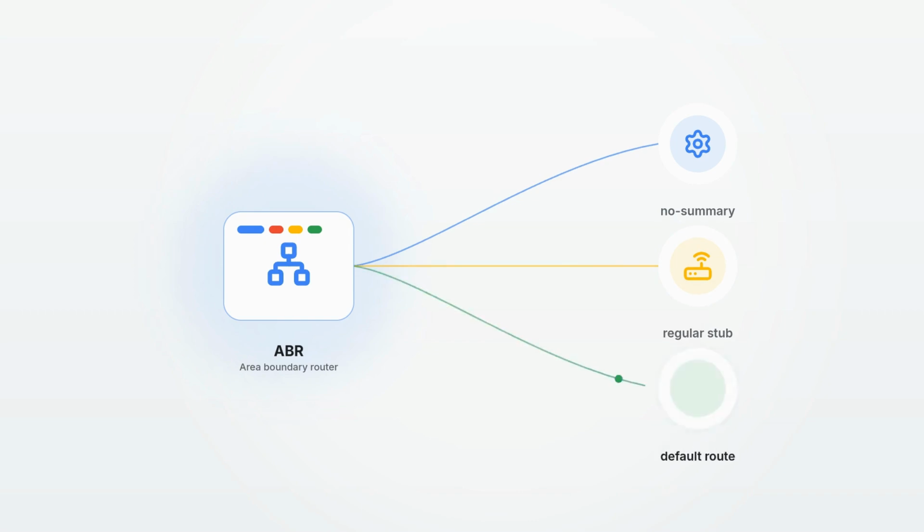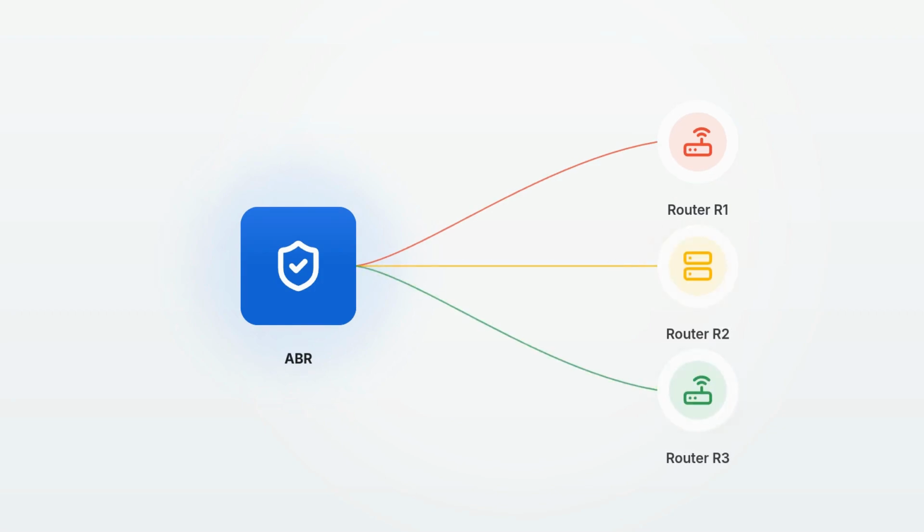Here's the three-way comparison. Standard stub is for blocking external detail while still allowing inter-area summaries. Totally stubby goes further and leaves the branch with mostly a default route. NSSA is for a branch that still needs to block outside Type 5s, but has its own ASBR injecting external routes as Type 7. At this point, you know the main OSPF area types, how to configure them, and what to check when something breaks.